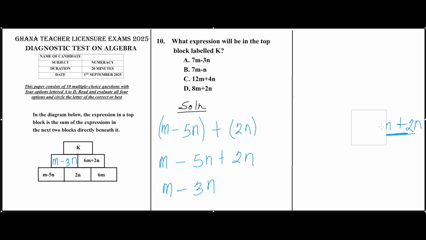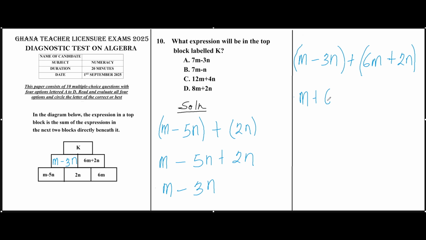So finally, how do we get the expression for this top block? Again, block K is sitting on 2 blocks. Now the first block has the expression m minus 3n. The second block has the expression 6m plus 2n. We know that to get the expression for the top block, we need to add up the expressions on the 2 blocks directly under block K. So I'm grouping like this. We have m plus 6m. We have minus 3n plus 2n.